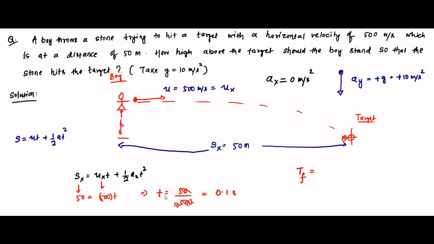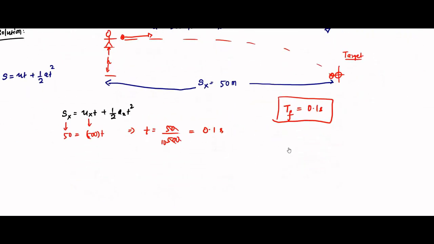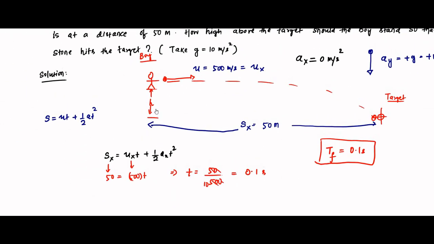This time interval which we calculated is the time of flight, because this is the time for which the stone was in the air, and we calculated it using the horizontal component of this equation. This time of flight is 0.1 second. Now we will use the second component, which is the y component. So here we have to calculate this height.